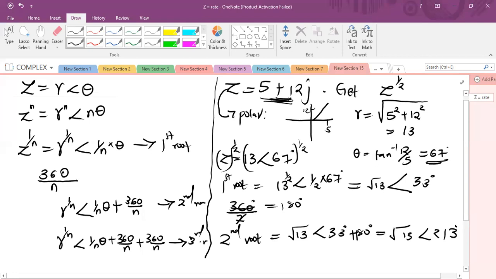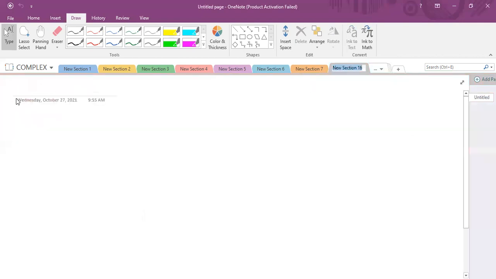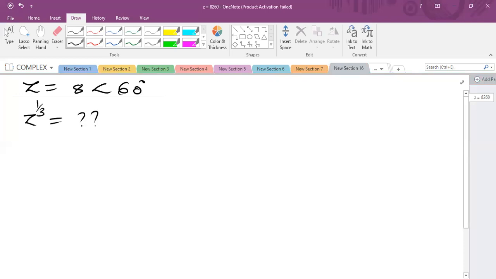So let's say you're given a question like this. Let's say you're told Z is equal to 8 at 60 degrees, and then you're being told to get Z. So basically this is the cube root of Z. So you're supposed to have 3 numbers. Now the cube root of Z basically entails you taking the value of Z and raising it to power a third. And this gives the first root.